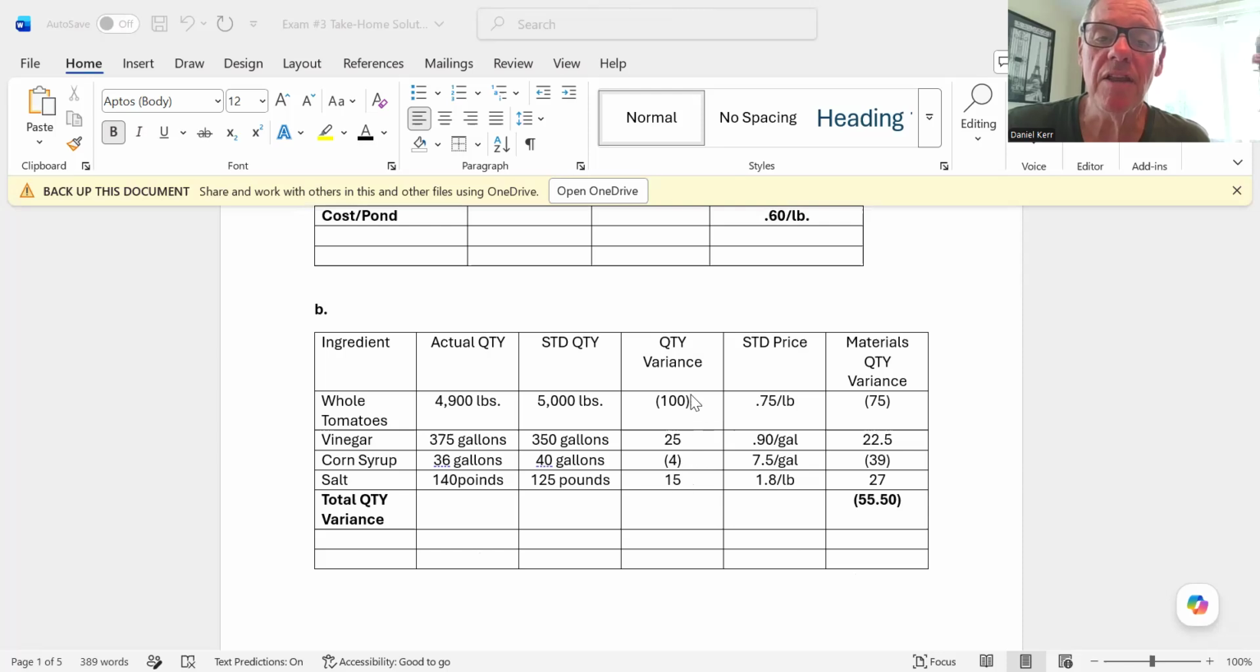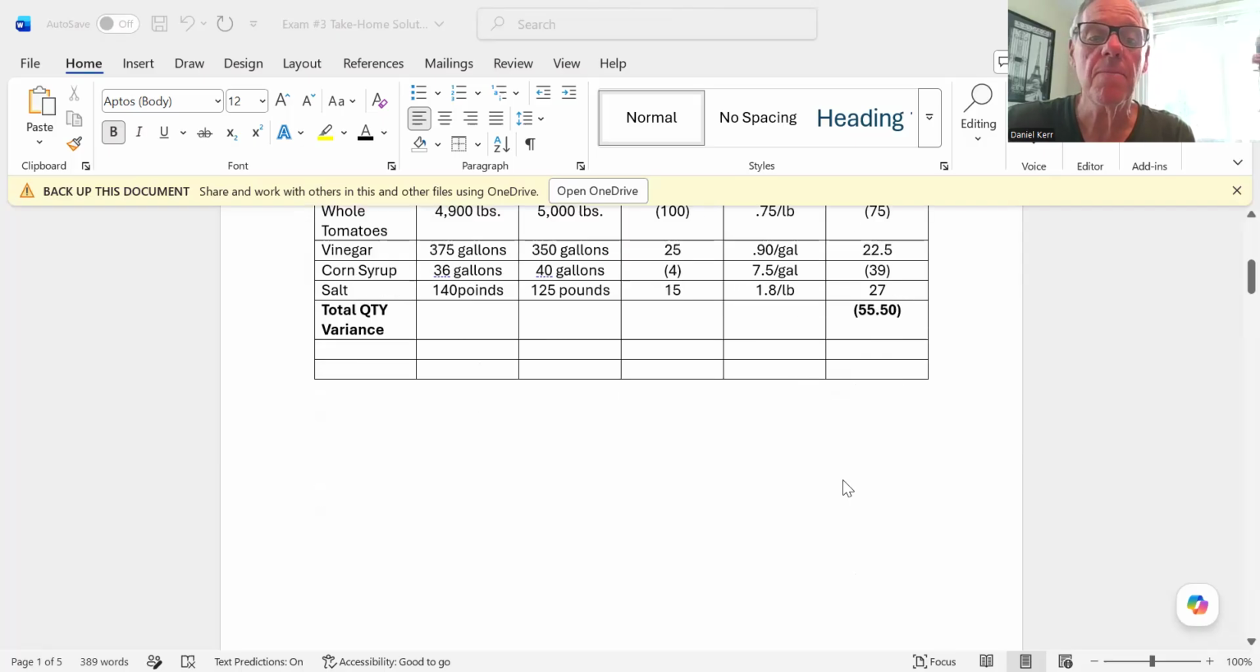So you multiply the variance times the standard price, and here is your quantity variance. And again, you've got whole tomatoes, which is a favorable variance, and you've got corn syrup, which is a favorable variance. And so if you net these all out, you actually get a favorable quantity variance of $55.50. Okay, that was the first question.